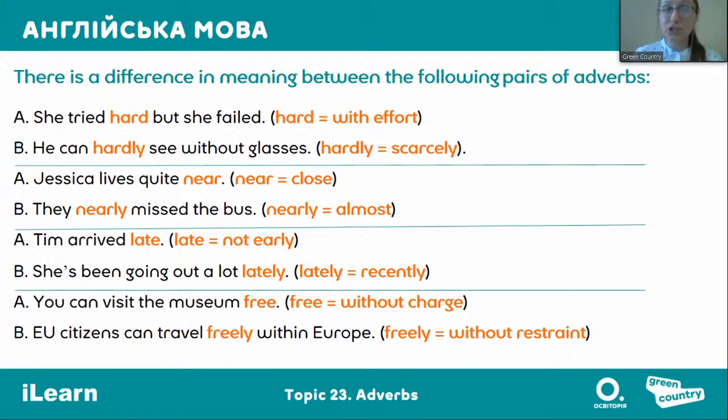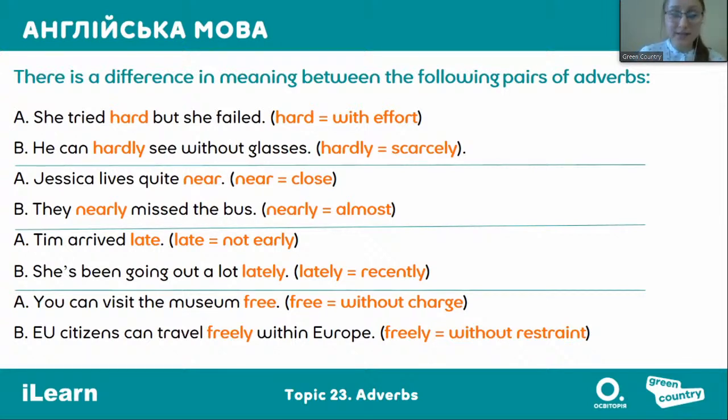For example, she tried hard, but she failed. So in this example, hard means with effort. It's an adverb and it means with effort, тобто з якимись зусиллями. In number B, he can hardly see without glasses. Hardly means scarcely, yeah? So майже, да? Він майже не бачив, like almost no. He cannot see without glasses. Тобто, бачите, вони дуже схожі, вони майже однакові, але значення в них дуже різні.